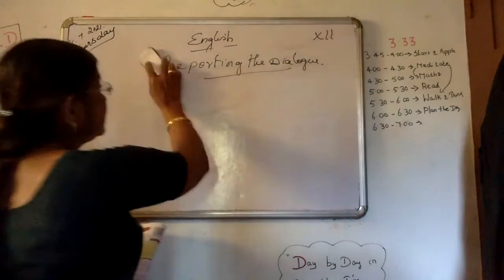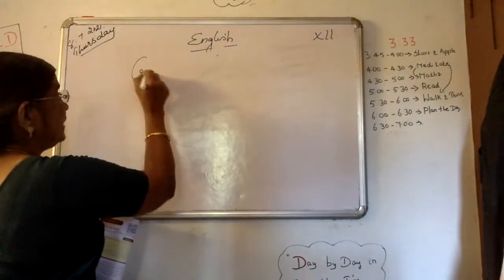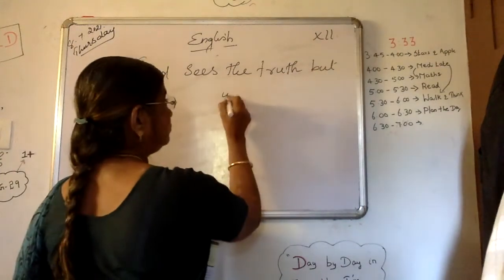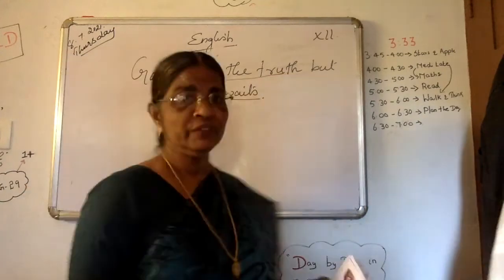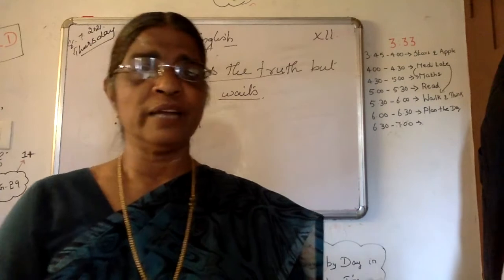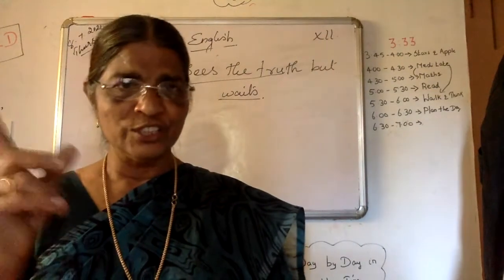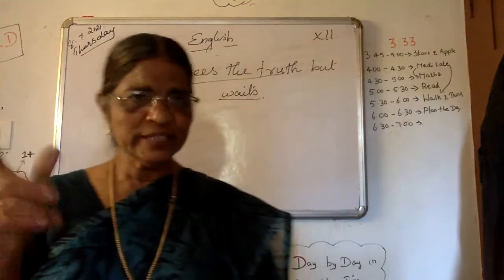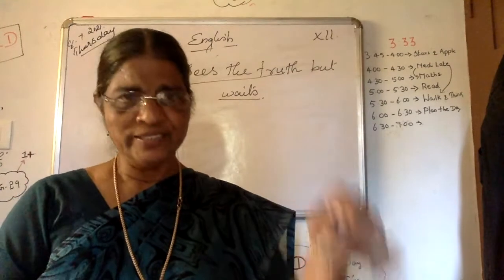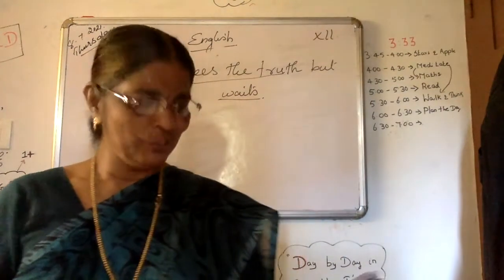What is that non-detailed lesson? It is, God sees the truth but waits. Very often we quote this when something happens to us, when our mind is disturbed because of the things done by our friends or relations or neighbors. Anyway, God is there. He sees the truth, but you wait and see the reaction. You will know the truth one day, because God sees the truth. But He will wait to give you the proper reply, right? So He waits for us. This is what we very often quote.